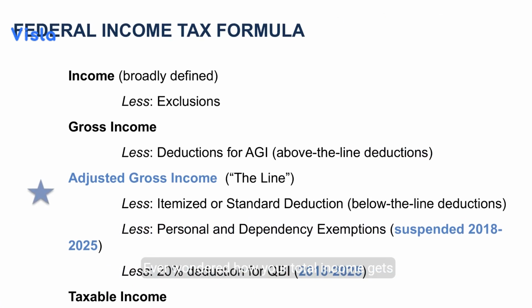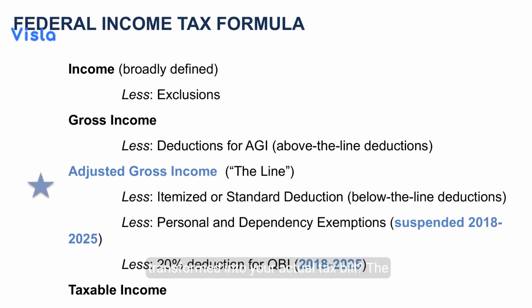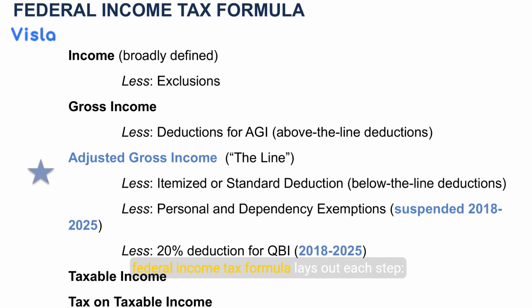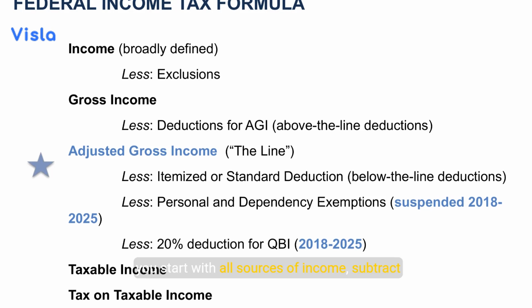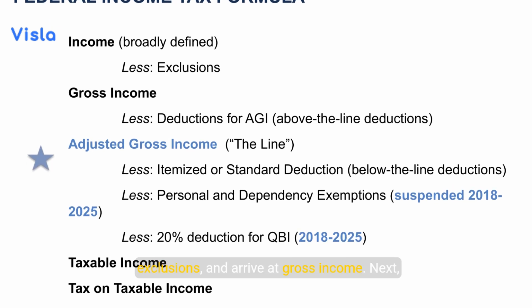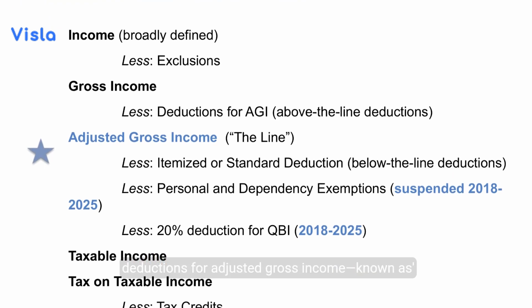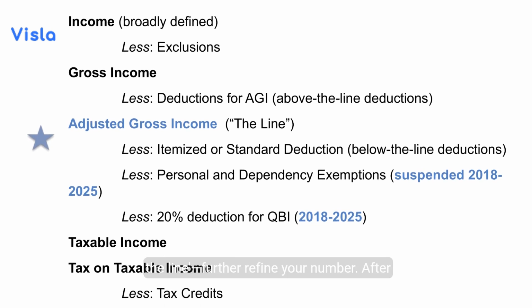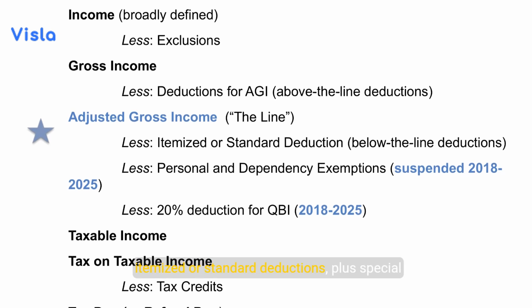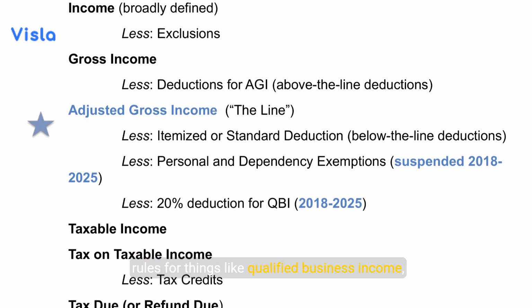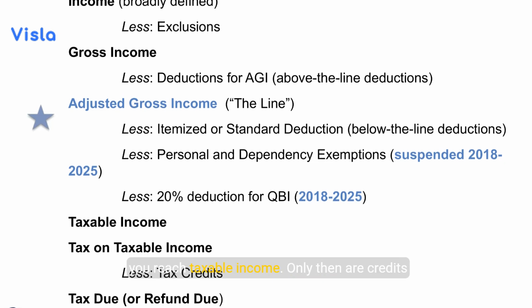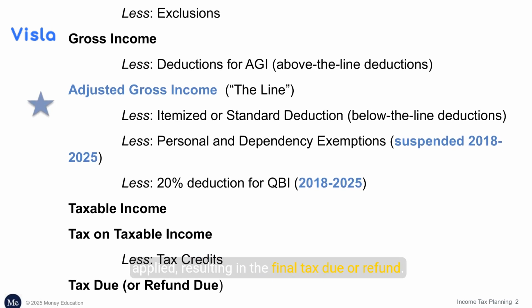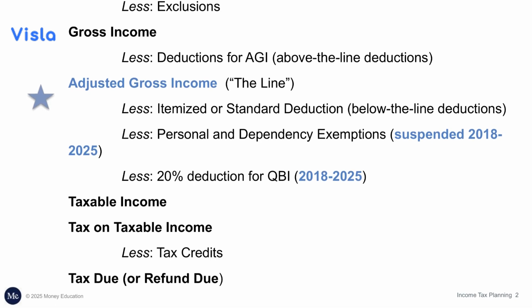Ever wondered how your total income gets transformed into your actual tax bill? The federal income tax formula lays out each step. You start with all sources of income, subtract exclusions, and arrive at gross income. Next, deductions for adjusted gross income, known as the "above the line" deductions, further refine your number. After itemized or standard deductions, plus special rules for things like qualified business income, you reach taxable income. Only then are credits applied, resulting in the final tax due or refund.